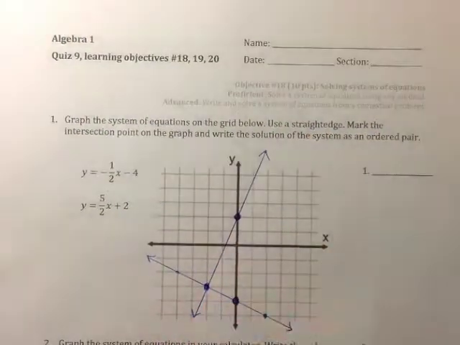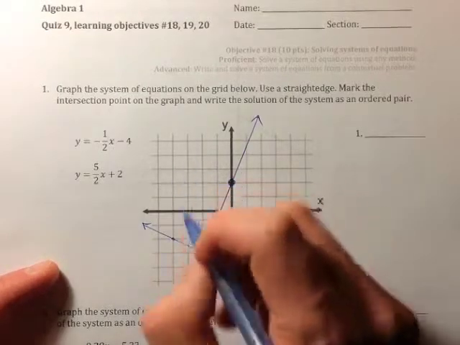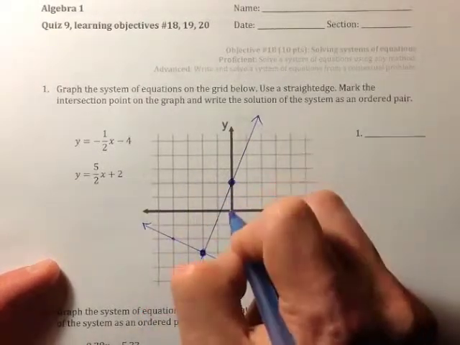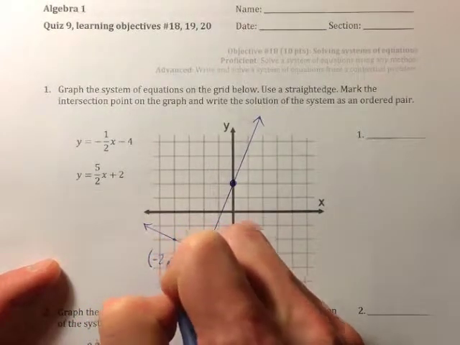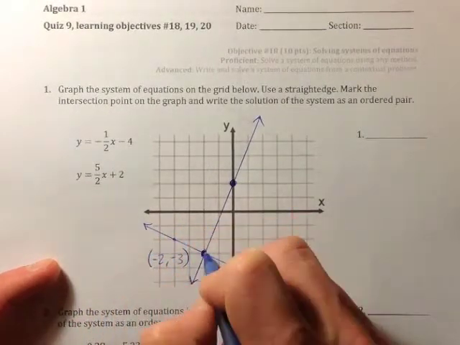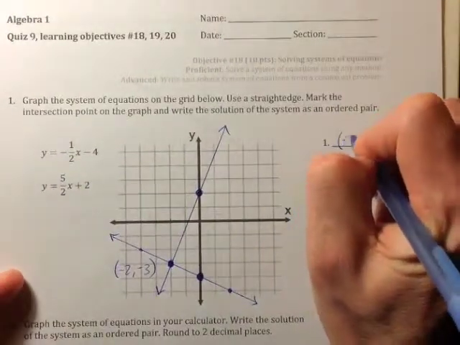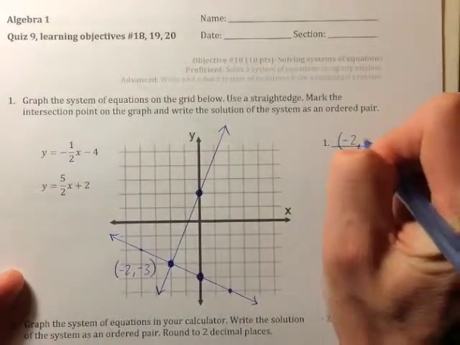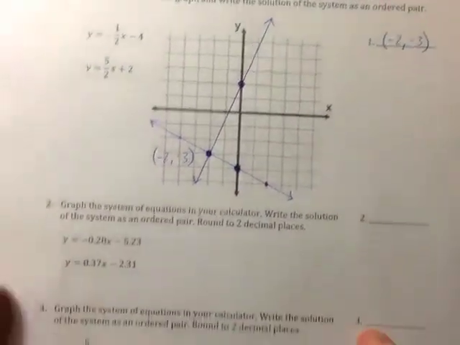Okay, so here's my system of equations graphically. Now, the intersection point is -2, -3. -2 is the x, -3 is the y. And that is the solution to the system of equations. X is -2, y is -3. There we go. Now let's look at the next problem.